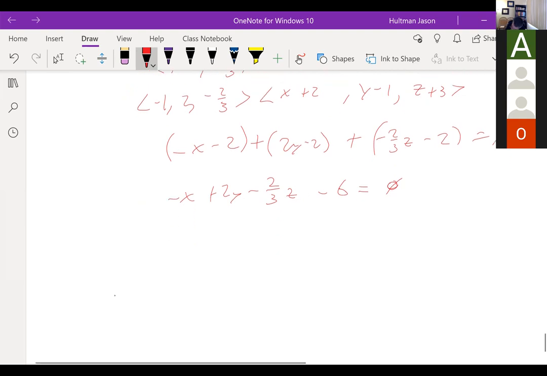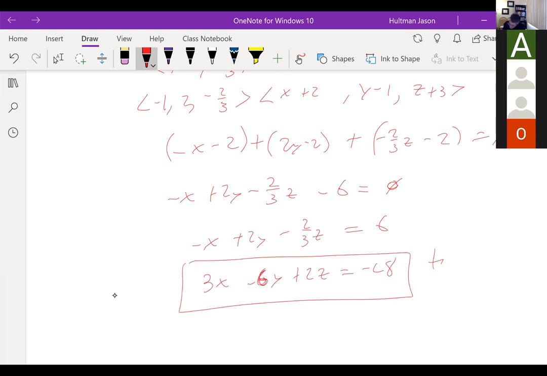So what's the equation of my tangent plane? -x plus 2y minus 2/3 z equals 6. You can leave it like that if you really wanted to. If you want to get rid of the fraction, you could multiply everything through by 3. It really doesn't matter at this point, but let's multiply everything through by -3. 3x minus 6y plus 2z equals -18. Look at that. It's a nice equation of a tangent plane. This is the tangent plane.